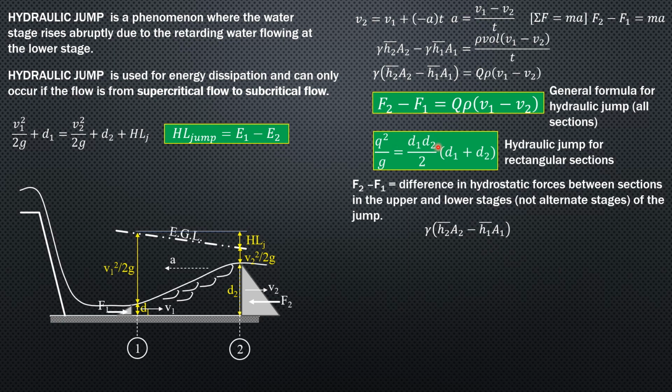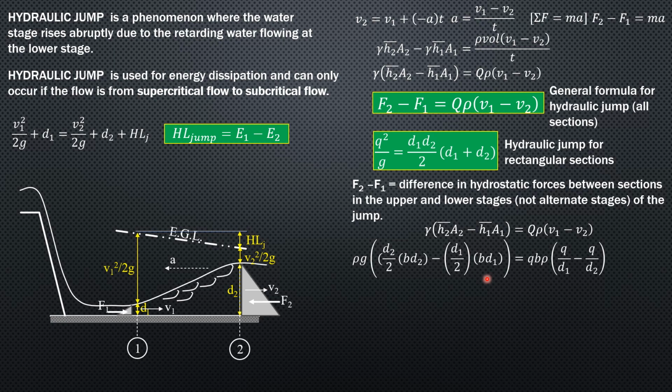So let's now derive this equation. Specific weight times h-bar 2 times area 2 minus h-bar 1 times area 1 equals Q rho times V1 minus V2, where specific weight is density times g. Then h-bar 2 is simply depth 2 over 2 because the section is rectangular. h-bar 1 is depth 1 over 2. And area 2, by the way, is base of the rectangular channel times depth 2. Area 1 is base times depth 1. Capital Q is small q times the base. Then V1 is small q over depth 1, and V2 is small q over depth 2.